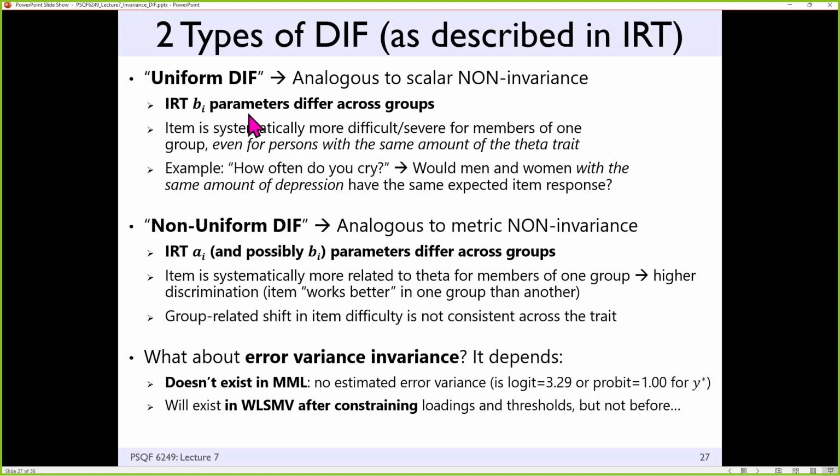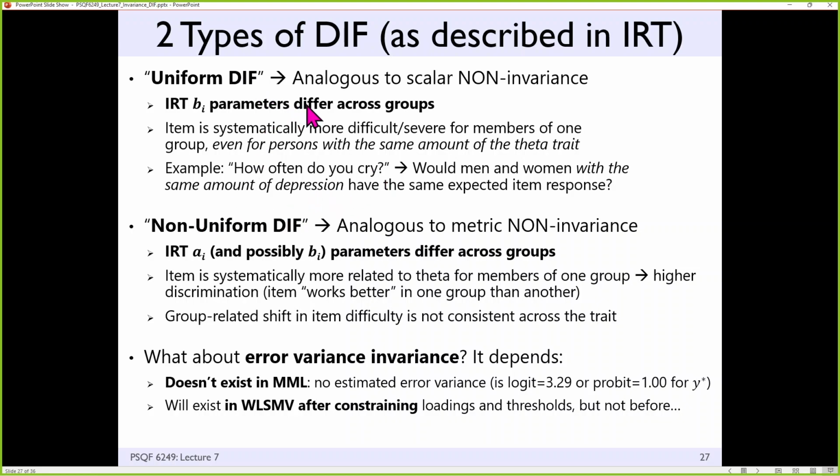So if the B parameter is different, that means an item is systematically more difficult for one group than the other, regardless of theta. So despite theta, there's something else about the groups that is related to differences in how difficult the item is. As an example, how often do you cry? We might look at invariance as a function of gender, and it could be the case that people in one gender might be more likely to cry or admit that they cry than another, despite the fact that crying is supposed to be an indicator of some other trait.